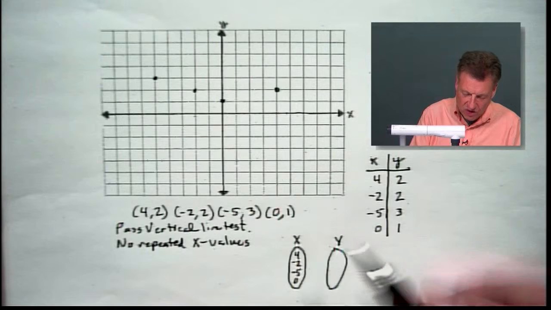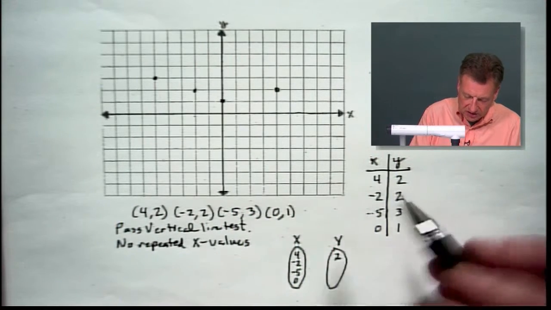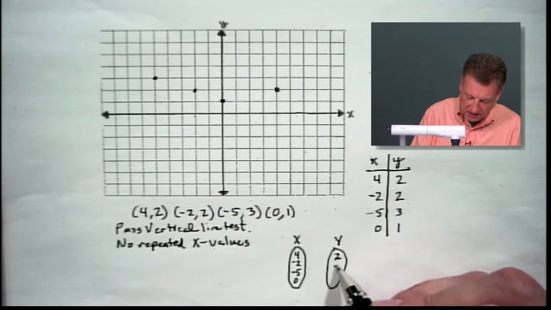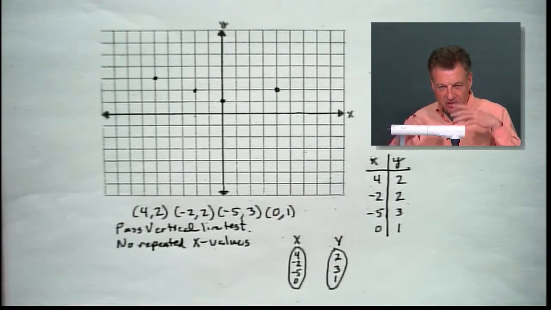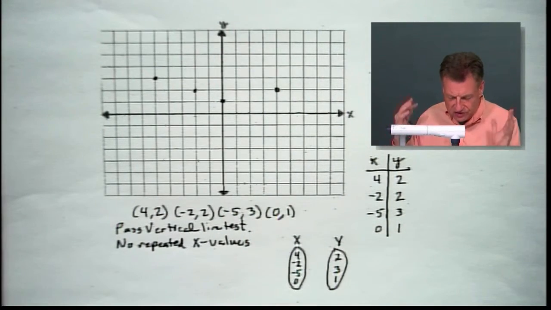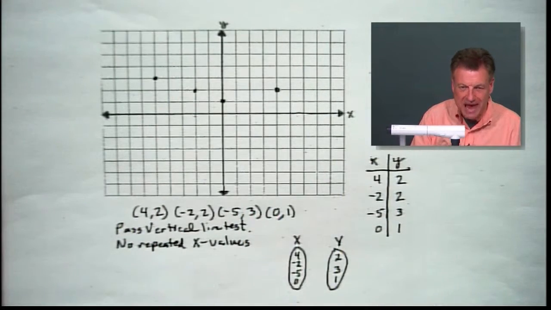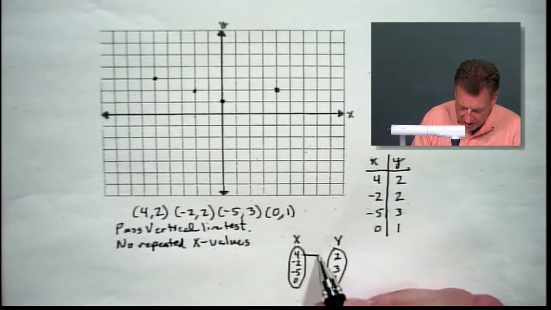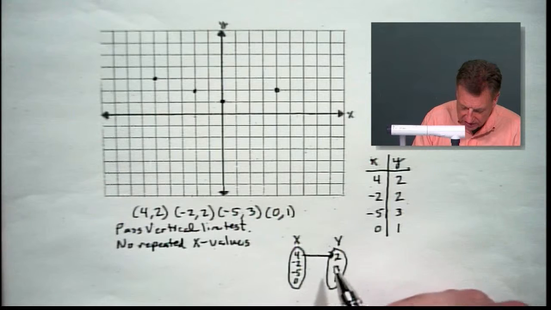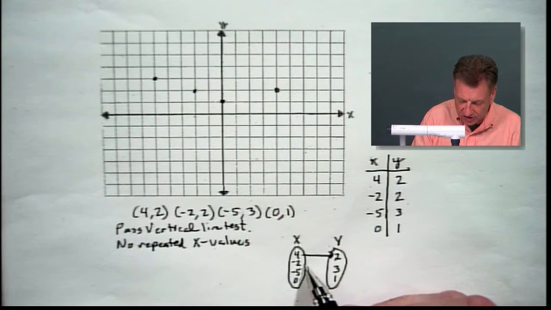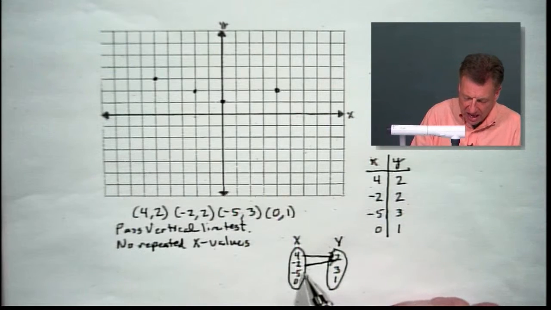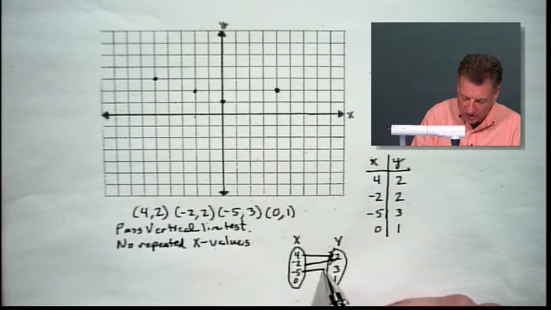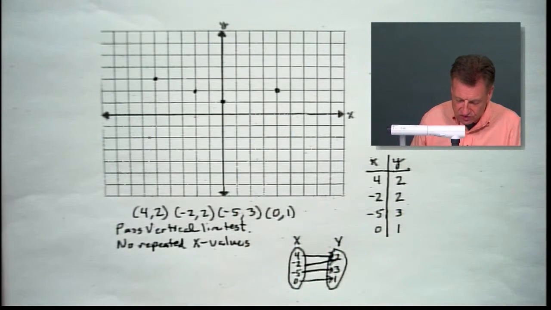Now let's go over here to the Y's. Well, we had a 2, and then we had a 3 and a 1. Now, you can put those things in order. Some of you get rather compulsive about those kind of things, and you can do that. What we're going to do is show the mappings. Here we go. And 4 goes to 2, but also -2 took us to 2 for whatever reason. We have -5 working its way over to 3, and then 0 over to 1.